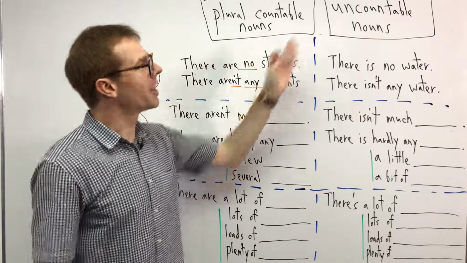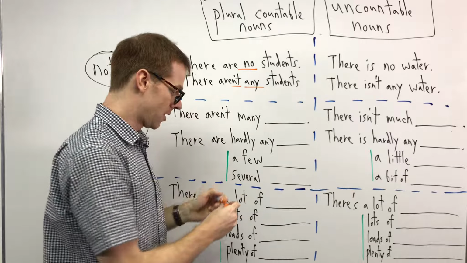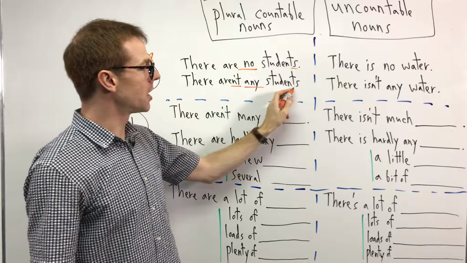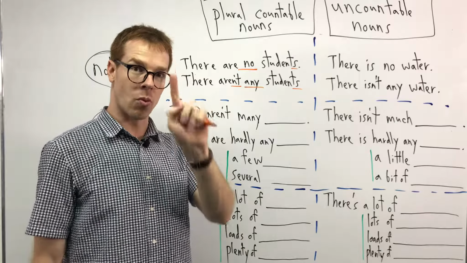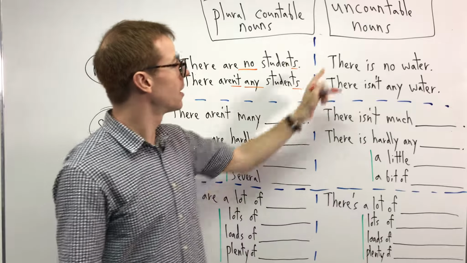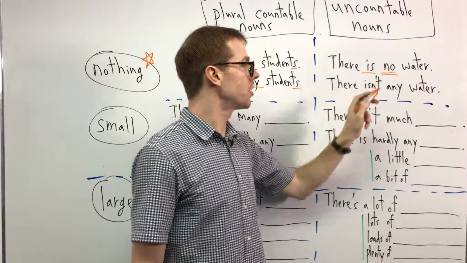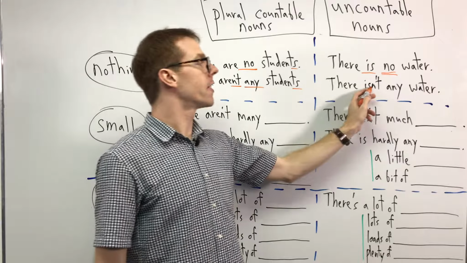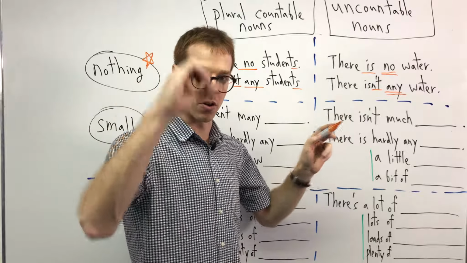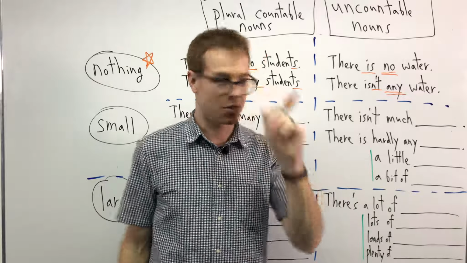If we move over here, I have water. Water is what we call an uncountable noun, so we cannot use the S like in students. For students, I say there are no students, there aren't any students, because we can count 1, 2, 3, 4, 5. For uncountable, there's no way to count, so I have to use there is. So we have there is no water. Or we say there isn't any water to show zero.